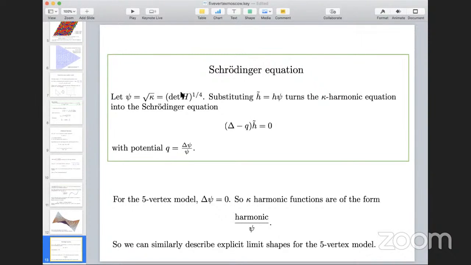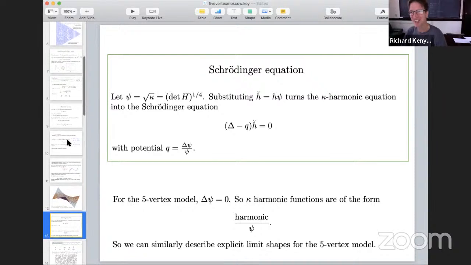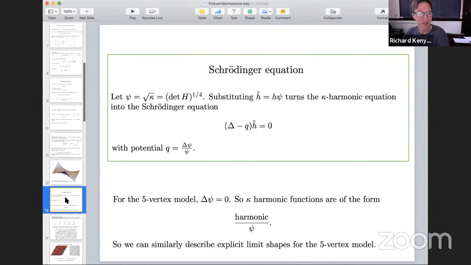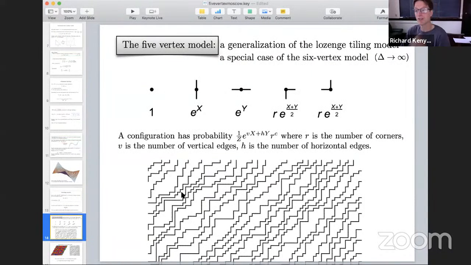So far, you haven't defined the five vertex model. Yep, I apologize. I could have organized the talk differently, but it's coming up on the next slide. So this is just a little preview. Why am I talking about all this stuff? The reason is when we get to the five vertex model, it has this very special property which allows us to write all the limit shapes in terms of actual harmonic functions, not just Kappa harmonic functions. Okay, so let's go to the five vertex model, unless there are any questions.